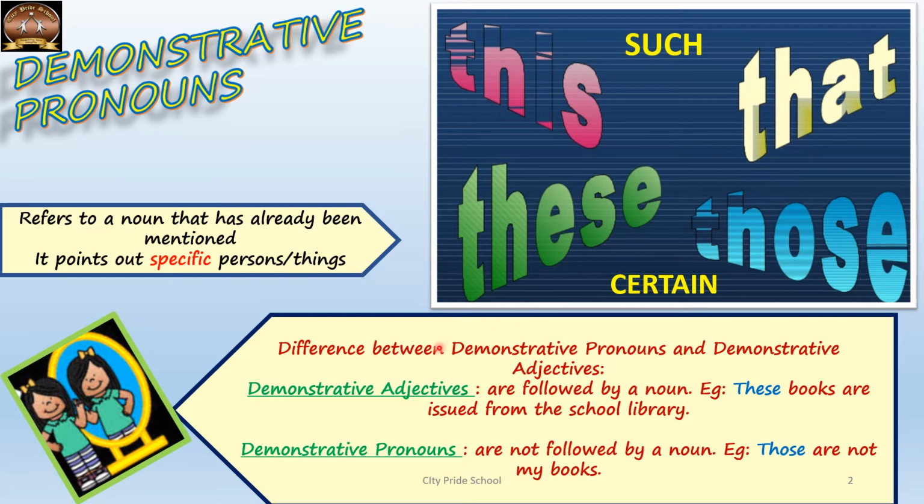Now, again, there are demonstrative adjectives also. Same thumb rule. The difference between demonstrative adjectives and pronouns is that demonstrative adjectives are immediately followed by a noun. Like, these books are issued from the school library. These is immediately followed by books, right? And demonstrative pronouns are not followed by a noun. Those are not my books. So those is not immediately followed by a noun. So here, those is a demonstrative pronoun.